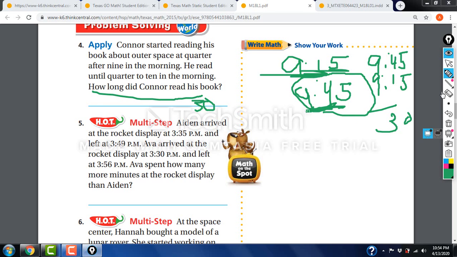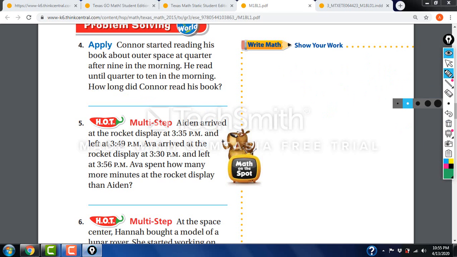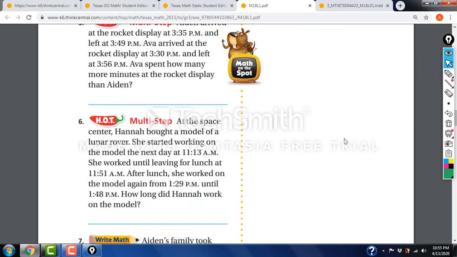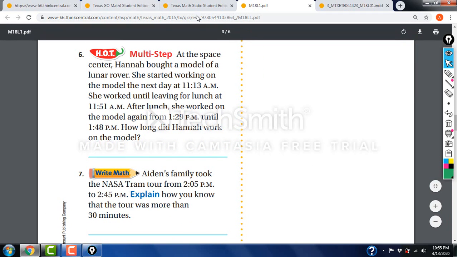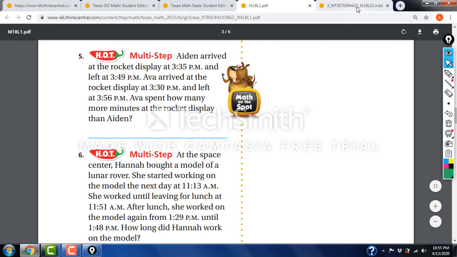Okay, work out 5 and 6. Now we'll come back and check them, and I'll show you how we solve those problems. Oh, and you have 7 to do also. And it's an explanation. So work that one out. Go ahead and pause it, and then we'll come back right to it.